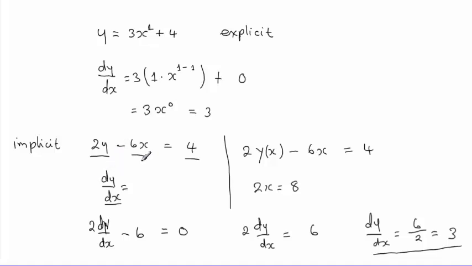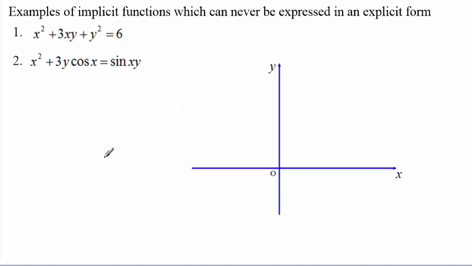But there are some cases in which we cannot express y explicitly. For example, these are two examples of functions which are defined implicitly, and you can never express them in an explicit form. For example, if you try to make y the subject in this equation, you will see that you will always have y on both sides of the equation. Similarly, there you have got the same situation.